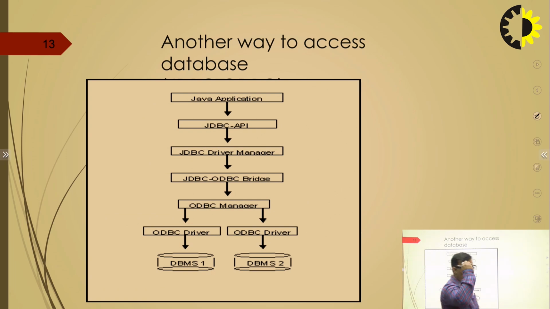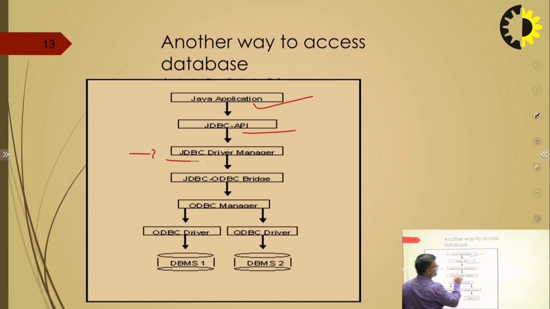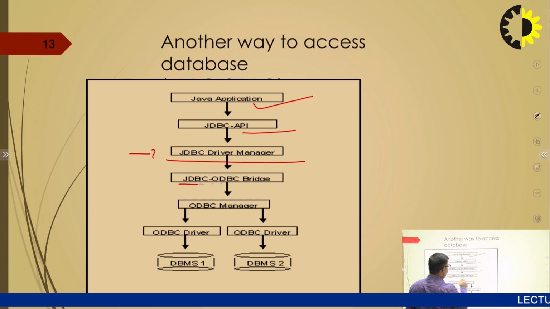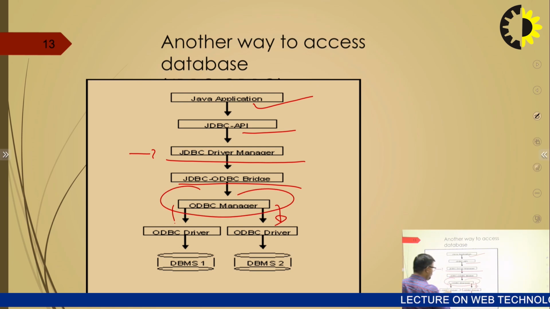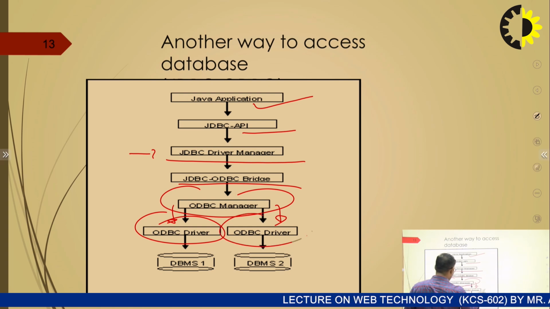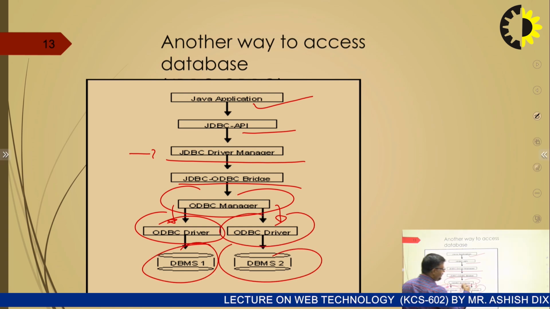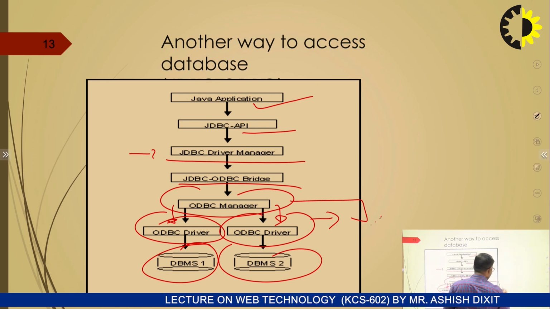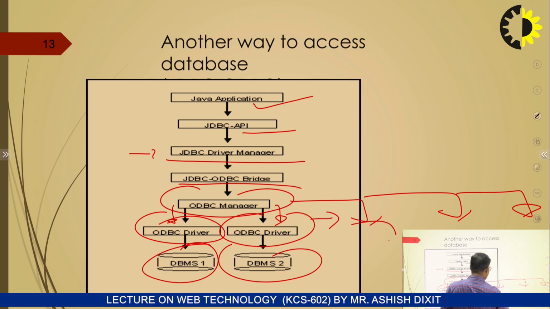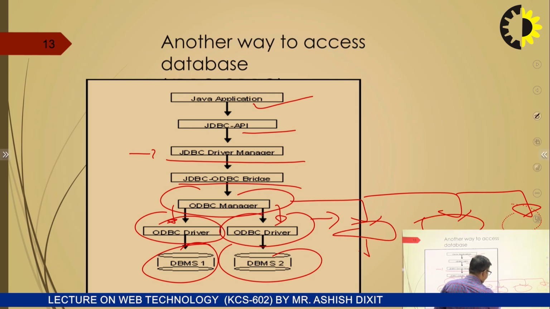Another way to access the database: next, how to access a database. We will use a Java application. Through the Java application we communicate with the JDBC API. Then the JDBC API uses the JDBC driver manager. The JDBC driver manager communicates directly with the JDBC-ODBC driver, and the ODBC driver manager communicates through two ODBC drivers, then database 1 and database 2. It will also work in parallel, and again it uses the ODBC driver, and next are the databases.